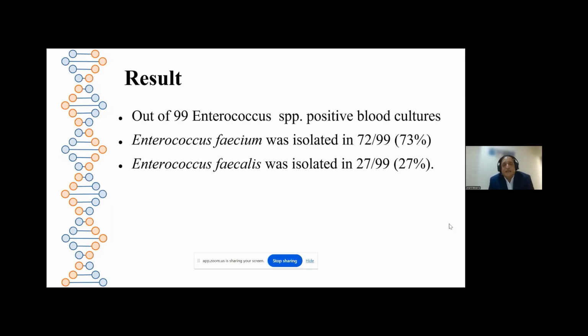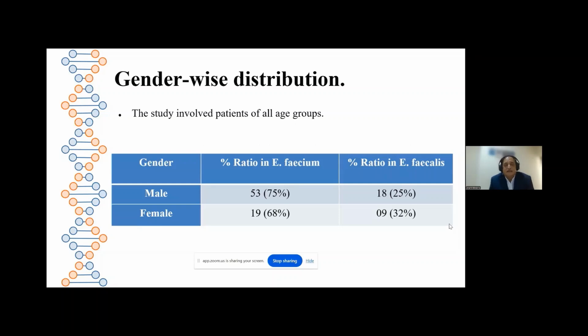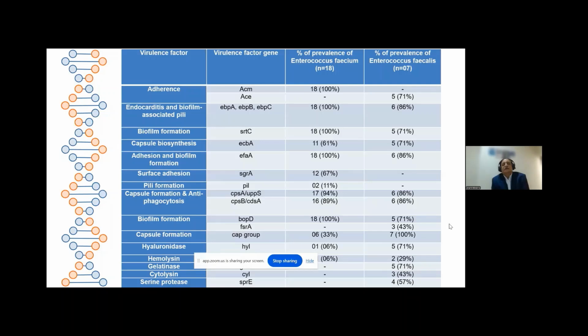So we had 99 Enterococcus species positive blood cultures, of which Enterococcus faecium was isolated in 72 and Enterococcus faecalis in 27 out of 99. In the male-female ratio of BSI, among males 53 were due to E. faecium and 18 were due to E. faecalis, while in females 19 were due to E. faecium and 9 were due to E. faecalis. These are the virulence genes that we detected in all the isolates.